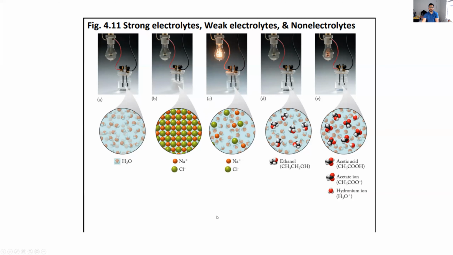However, if we take something that is not an electrolyte, such as ethanol, you can see that the light bulb does not light up at all because ethanol is classified as a non-electrolyte, okay? And then interestingly, with these other compounds over here, acetic acid, the acetate ion, and the hydronium ion, these are what's called weak electrolytes because they light up the light bulb a little bit, but not nearly as much as the strong electrolyte.